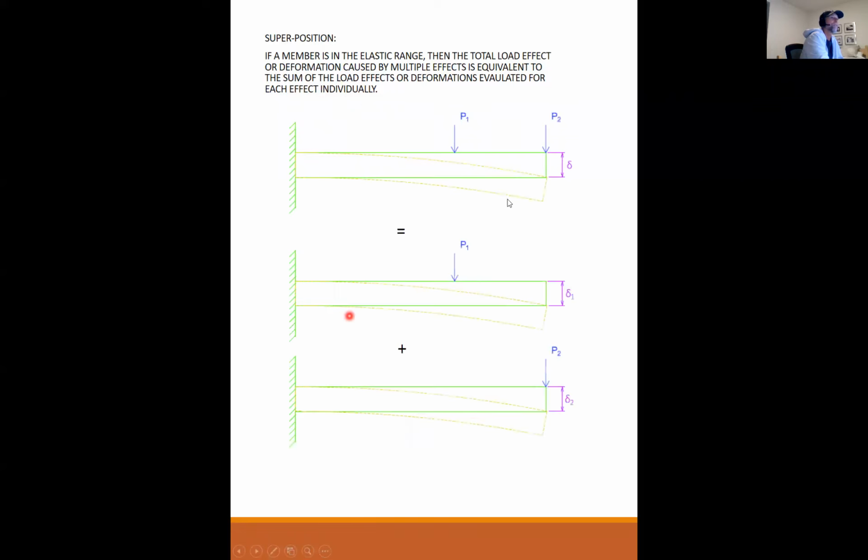Here's the illustration. Here I have a beam and it has 2 loads on it. That beam is going to bend over for a total deformation due to these 2 loads. But it may be expedient for us to solve for 1 load and find the deformation due to that load, and then solve for the other load and the deformation due to that load. The total deformation, delta, is going to be the sum of deflection 1 plus deflection 2. That is superposition.